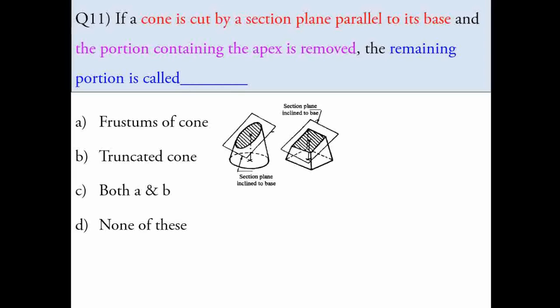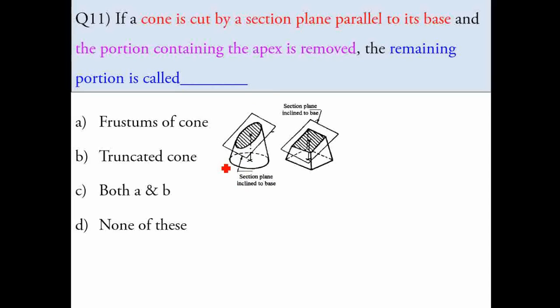The reference diagram is there. When a conical or pyramidal object is cut by a cutting plane which is somewhat inclined to the base, suppose we extend it, it has an inclination with its base. Such types of objects are called a truncated cone or truncated solid.